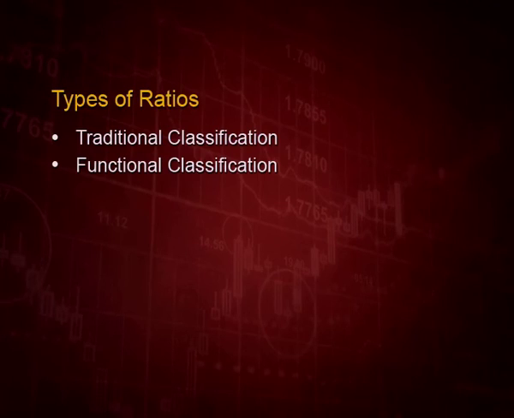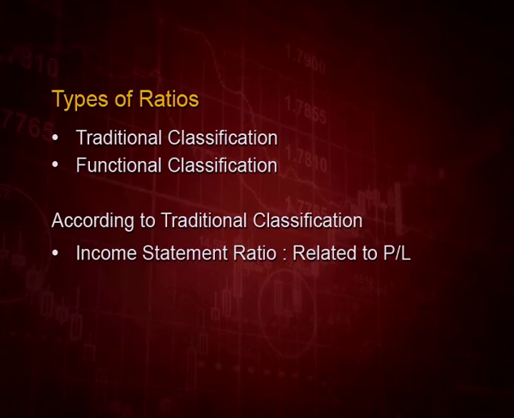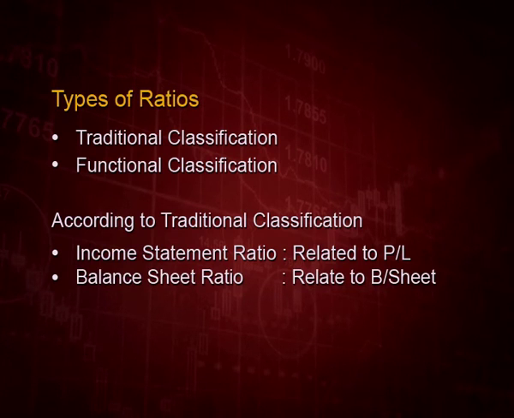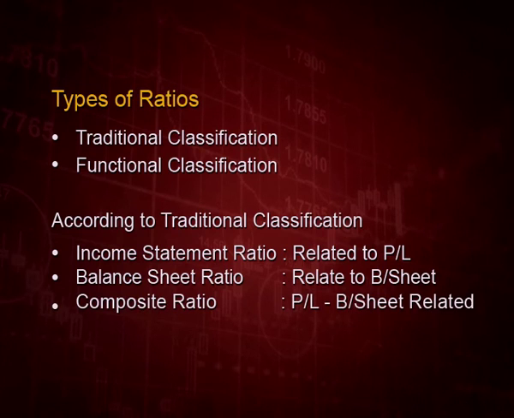Now, there are many types of ratios, but they are generally classified on two bases. First is traditional classification and the next is functional classification. According to traditional classification, we can divide the ratios in three parts: income statement ratios, which are related to the P&L account; balance sheet ratios, which are related to the balance sheet; and composite ratios, which are related to both of them, that is, profit and loss as well as balance sheet.